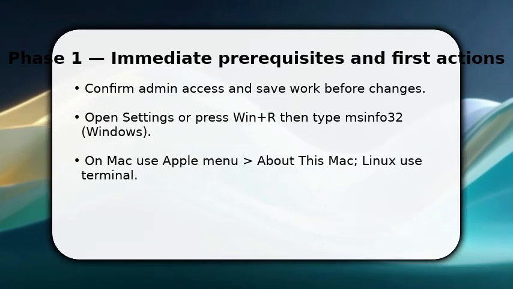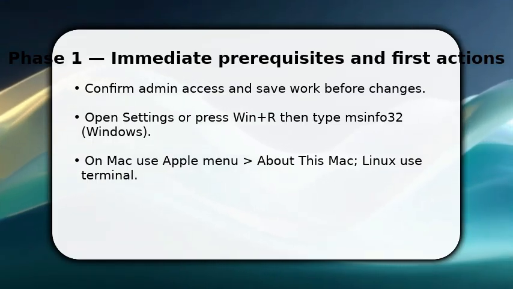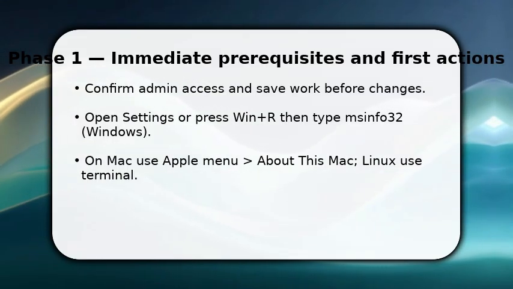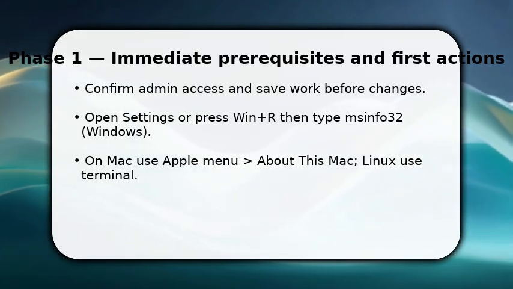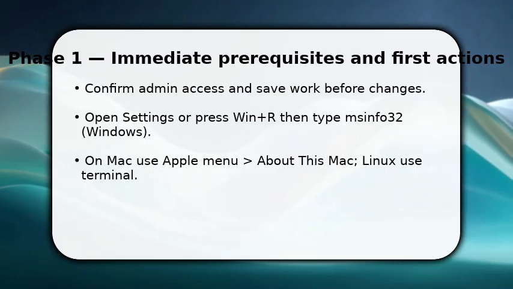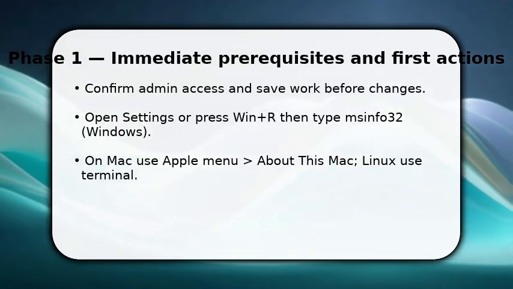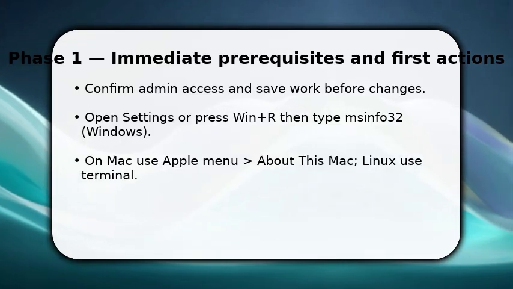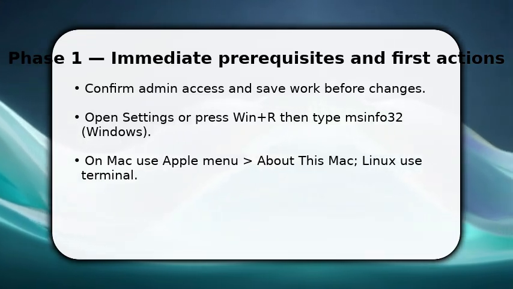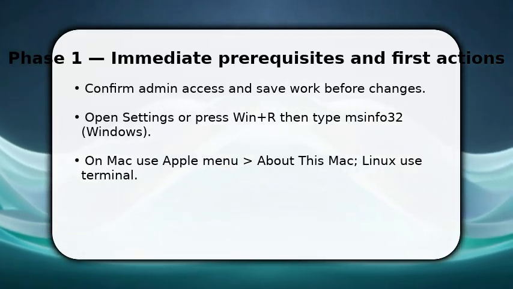You begin with the essentials. Make sure you have admin rights and save files so nothing is lost. On Windows, open Settings or press Win+R and run msinfo32 to view a concise system snapshot. On Mac, choose About this Mac for an immediate overview. On Linux, open a terminal now. This is where you'll pull live data. Once done, note the OS version and system model so later commands target the right platform and return meaningful details.